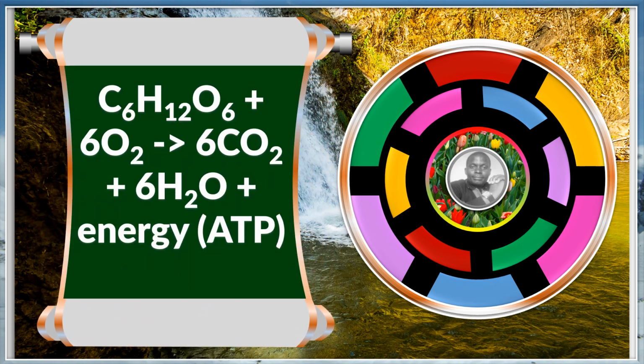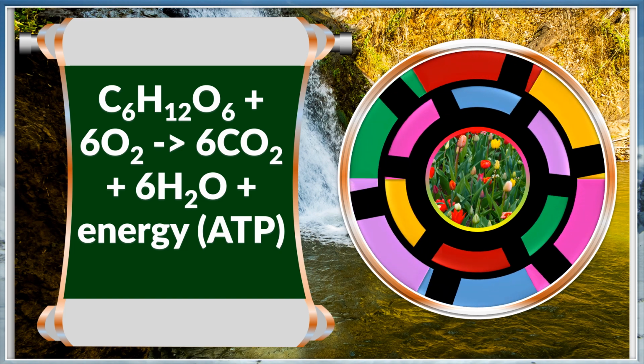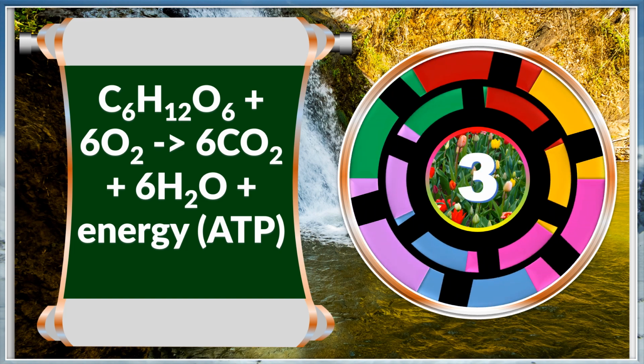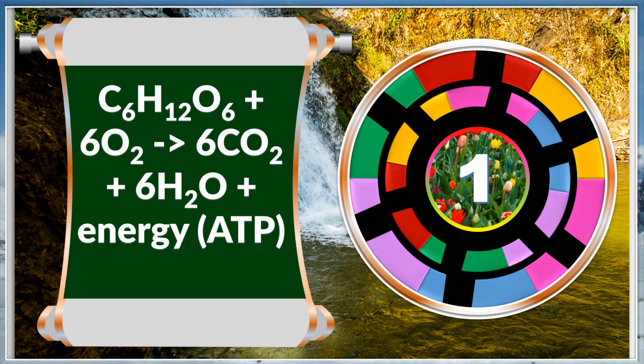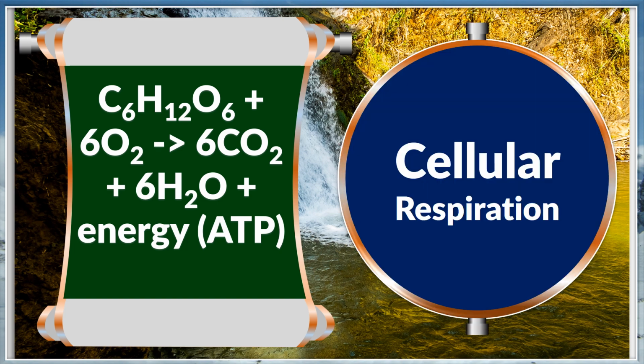Glucose molecule plus 6 molecules of oxygen gives 6 molecules of carbon dioxide plus 6 molecules of water plus energy in bracket ATP. Cellular respiration.